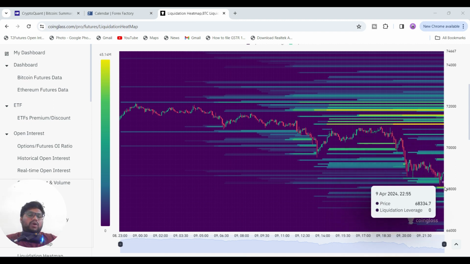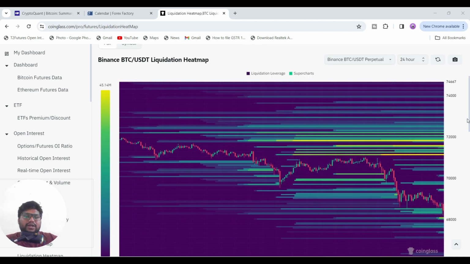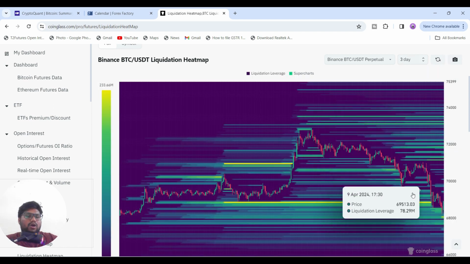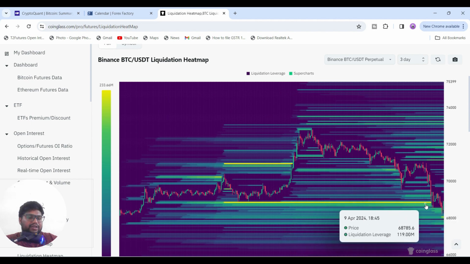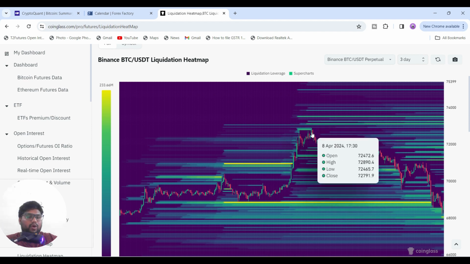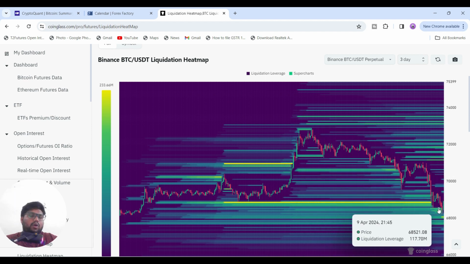So now what will the market do? Let's play the game again. They will go for the shorts. In the last 3 days they liquidated the shorts. If you see the 3-day level, you will observe where the high liquidity was. Here the long liquidity was there, and since morning the market has been consuming all the long liquidations.